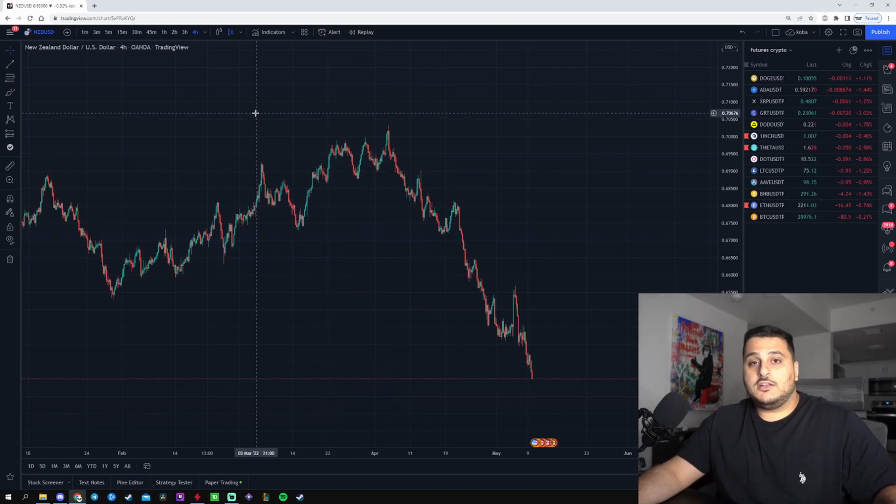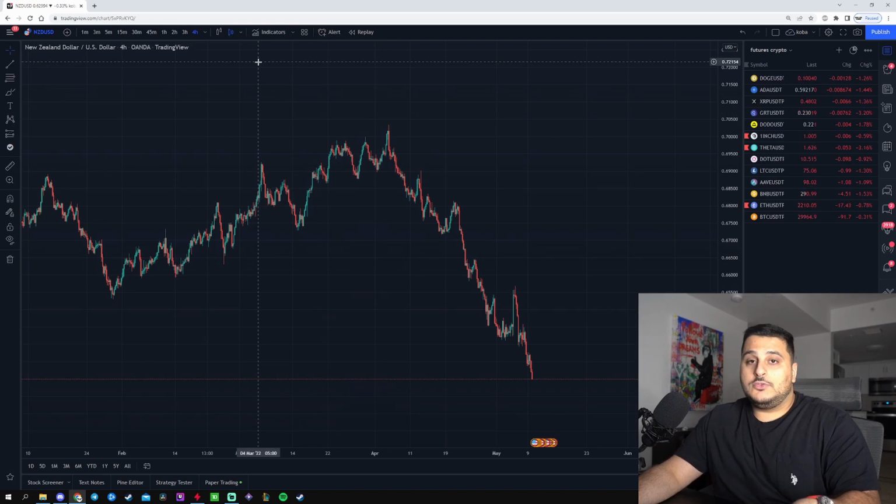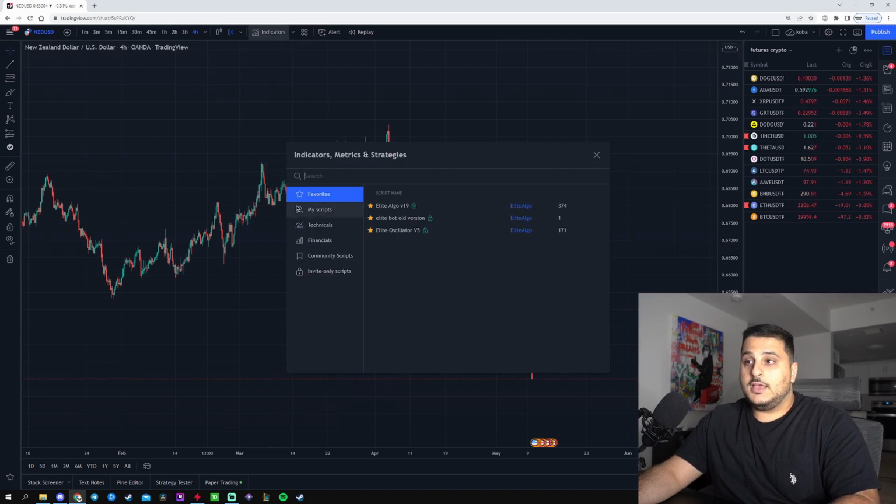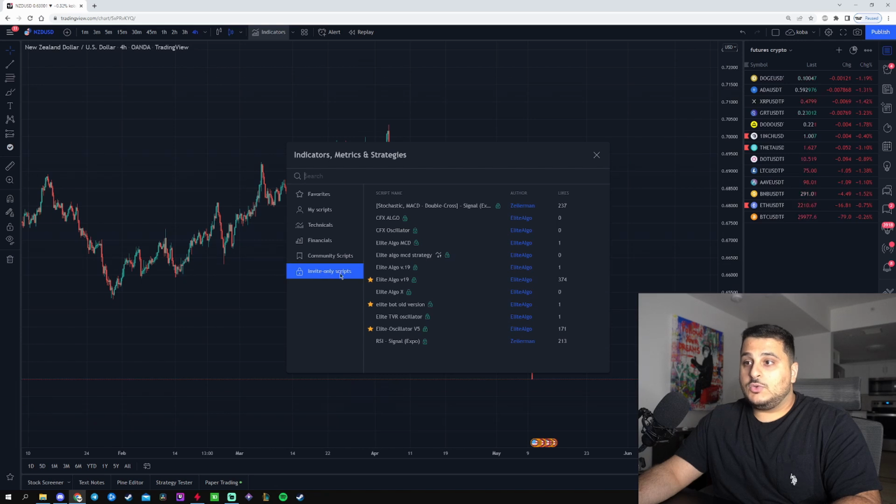Now, if you sign up for EliteAlgo, what you want to do to get access to EliteAlgo on TradingView is you simply just want to go up here to where it says indicators and strategies. Then you want to go down to where it says invite only scripts. And then you just want to click on EliteAlgo version 19 and Elite Oscillator version 5.